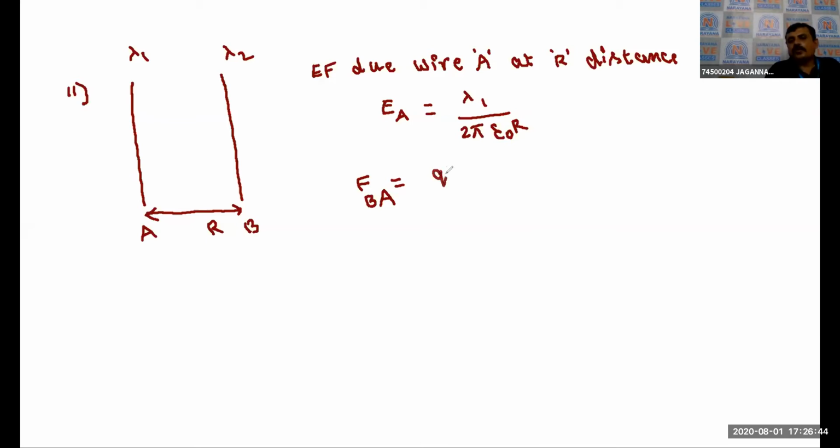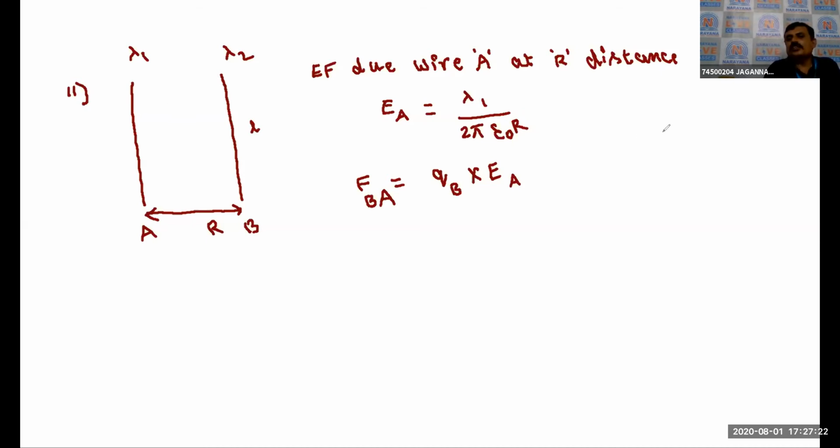charge of B into the electric field of A. This one. Because how much charge is enclosed? That charge only experiences the force, no? Because it is infinitely wide, but some amount of charge is enclosed. We are not able to draw the infinite, no? I'm just considering a small part of length L only. Okay, this total length is L only. This L only is enclosed in this one.